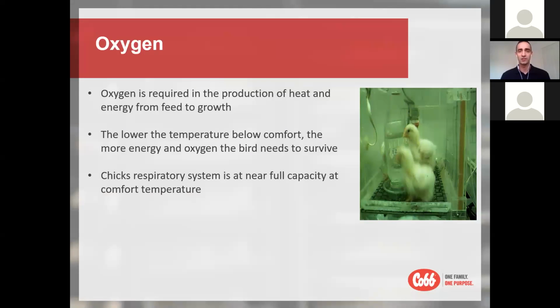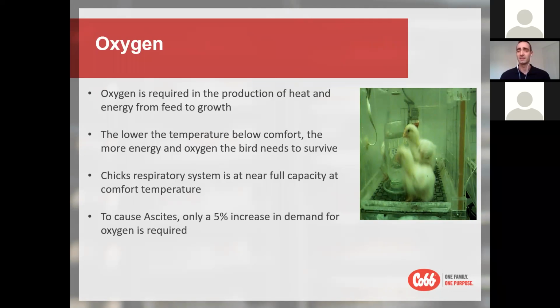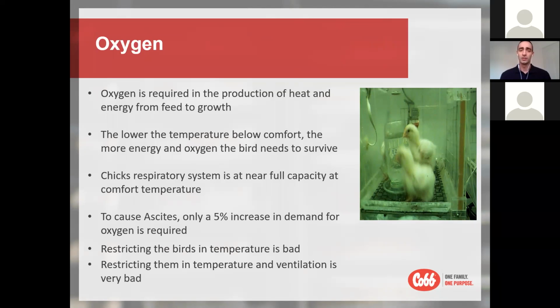However, when we look at these small vulnerable chicks in the first week, their respiratory systems are at or near full capacity already when they're at comfort temperatures. So if you've got bad temperature management, they need more oxygen, and it's really going to hamper their respiratory system. It's going to put pressure on the heart, and that can lead to ascites. Just a 5% increase in demand for oxygen can lead to a lot of ascites, and we don't want that. So you don't want to restrict the birds in temperature, but restricting them in temperature and ventilation is going to be very bad.